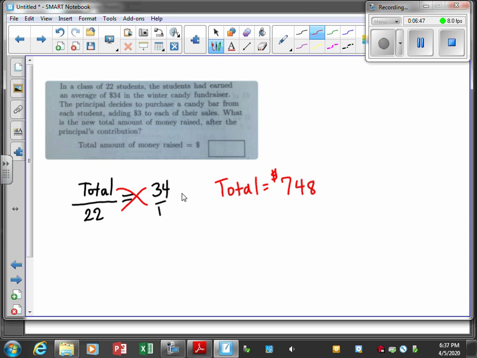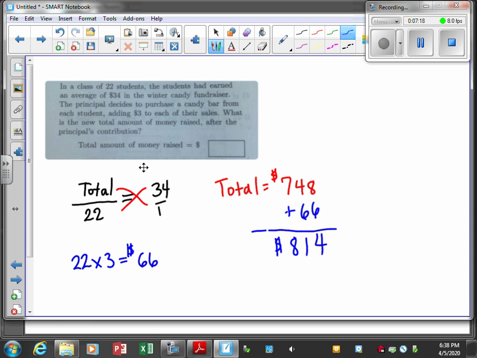And then he said, well, the principal bought a candy bar from every student. So if there were 22 students and it added $3 to each of their sales, so $3 to each of those 22 students, the total amount should have gone up $66, right? So if we know the original, the 748, and then we know that it goes up $66 after he buys the additional candy bars, we can just add those together to get the new total amount of money raised, which is going to be $814.